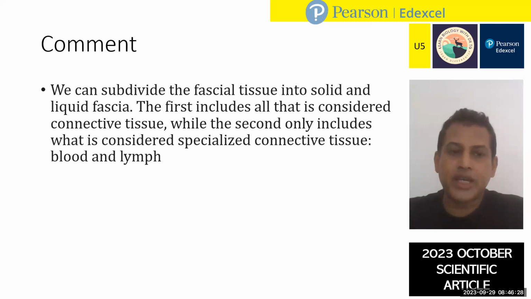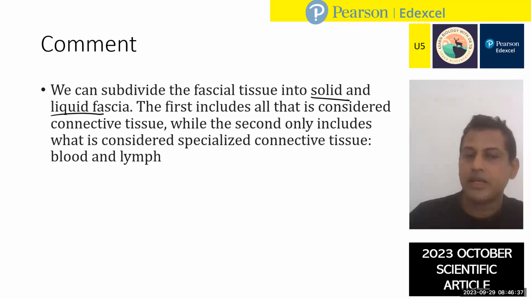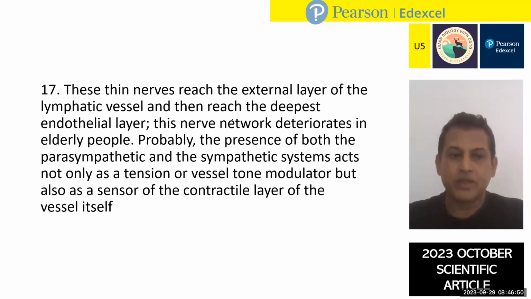Finally, we can subdivide the fascial tissue into solid and liquid fascia. Solid fascia is the first article, liquid fascia is the second article. So you can see the connection between them. The first includes all that is considered connective tissue, while the second only includes what is considered specialized connective tissue, blood and lymph.